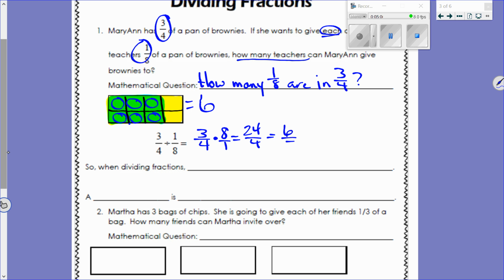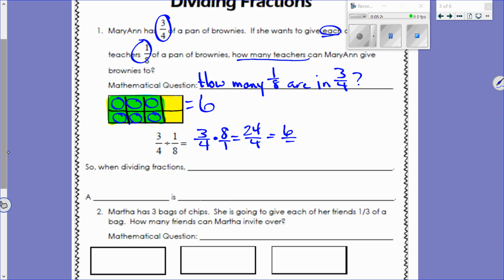So, what did we end up doing? Could I just divide that 3/4 into 1/8? Does that work mathematically? Can I divide by a fraction? I can't really, can I? Mathematically, that just doesn't function in my mind.